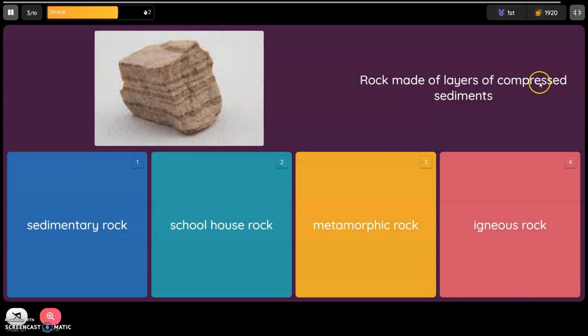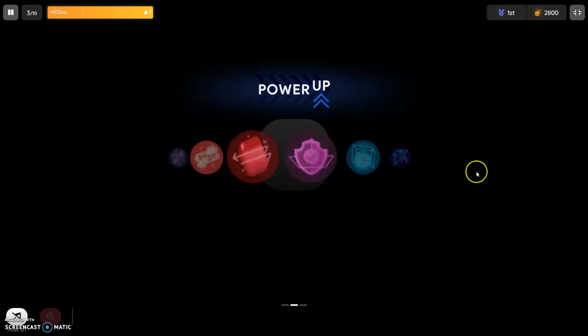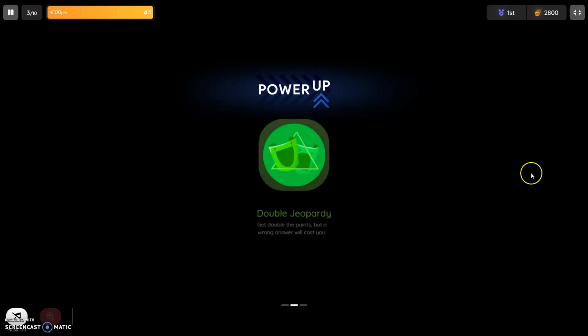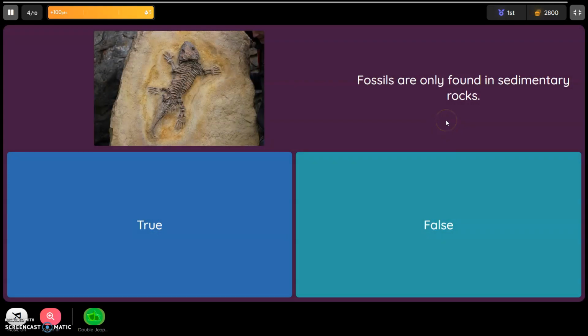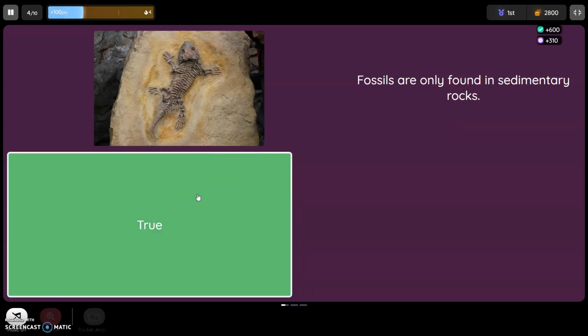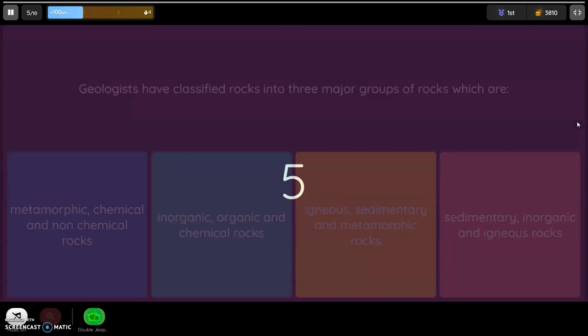Okay, rocks made of layers of compressed sediments. What are the rocks that are made of layers? Definitely it is sedimentary rocks. Okay, fossils are only found in sedimentary rocks. As we said, there are many layers, so each layer covers a space, so maybe fossils can be found. This will be true. Yes, because there are so many layers, there can be so many things in those layers too.